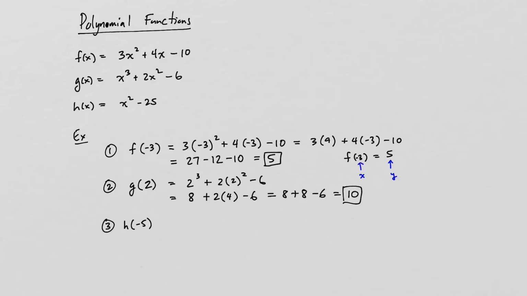Okay, and finally, h of negative 5. For this one, we go to the h function, and we're going to replace x with negative 5. Make sure when you put a negative value into a function that you always use parentheses when you do that. So when you put negative 5 in for x, make sure you write that as the quantity negative 5 squared minus 25. And this is 25 minus 25, which is 0.